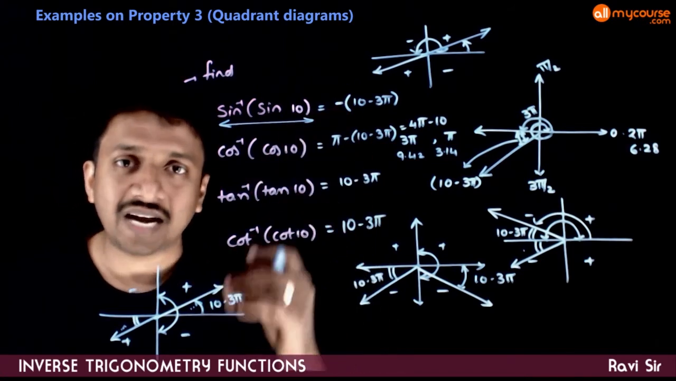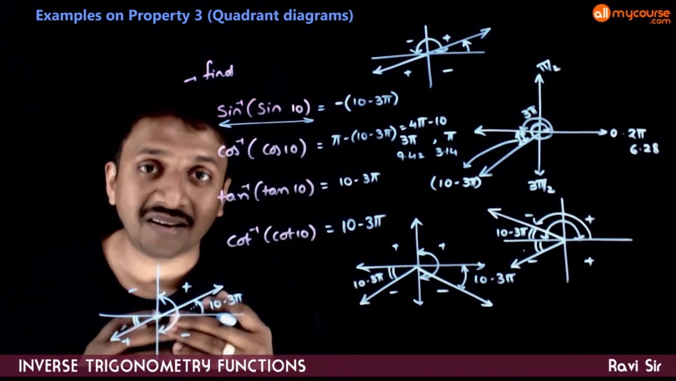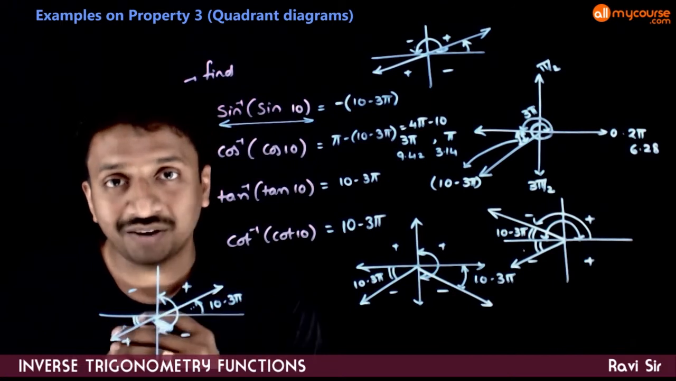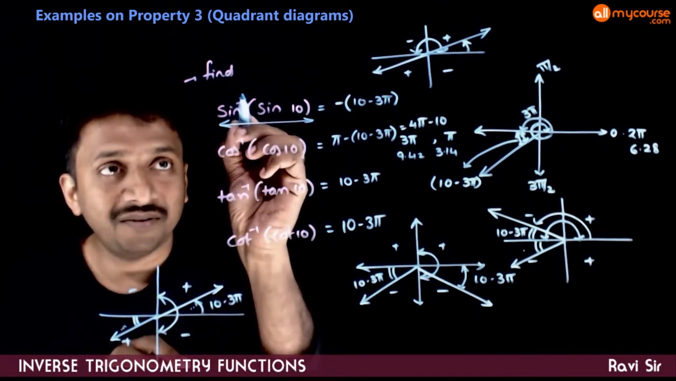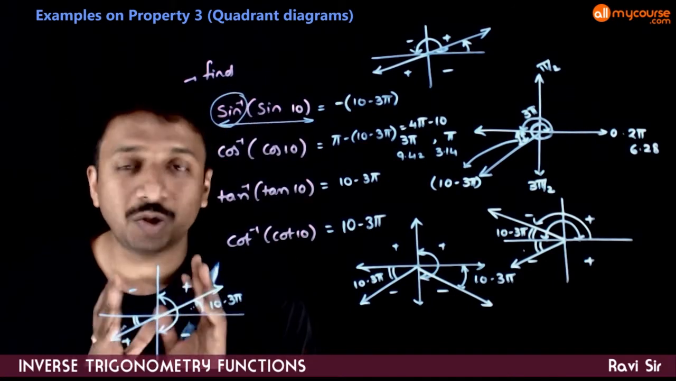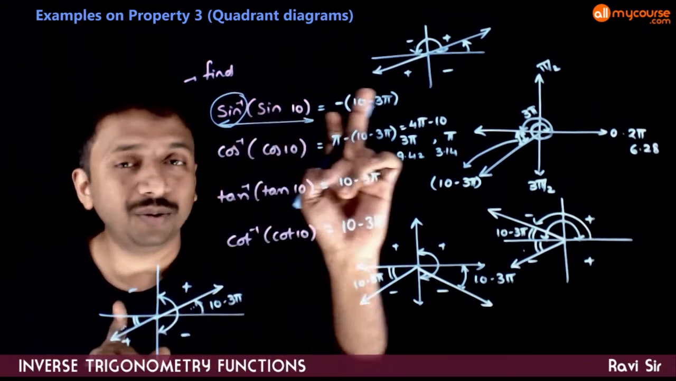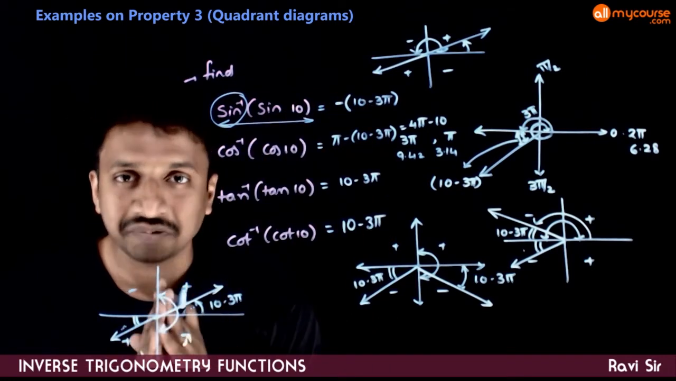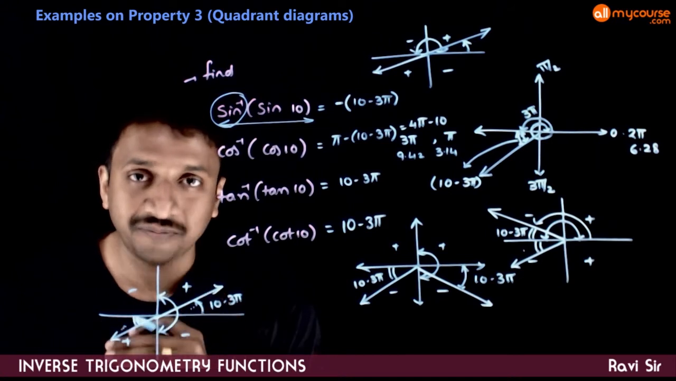So I hope you understand how to simplify trigonometric inverse of trigonometric function. If the angle is outside the range, then the situation is tricky and you need to go for quadrant diagrams. I hope this is very clear.